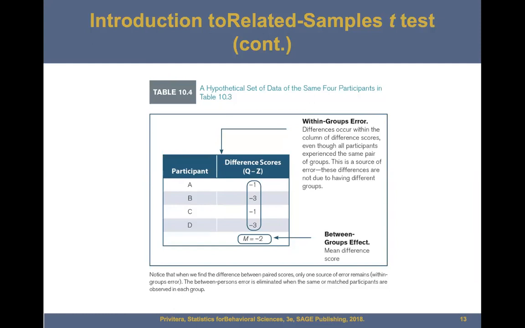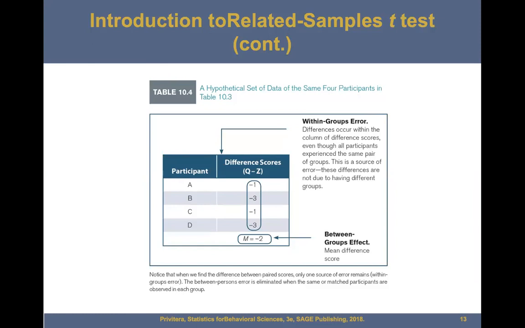So we have our within groups error. Differences occur within the column of the different scores, even though all participants experience the same pair of groups. This is the source of error. These differences are not due to having different groups. So this is the between, and we have the between groups effects. This is the mean difference score.